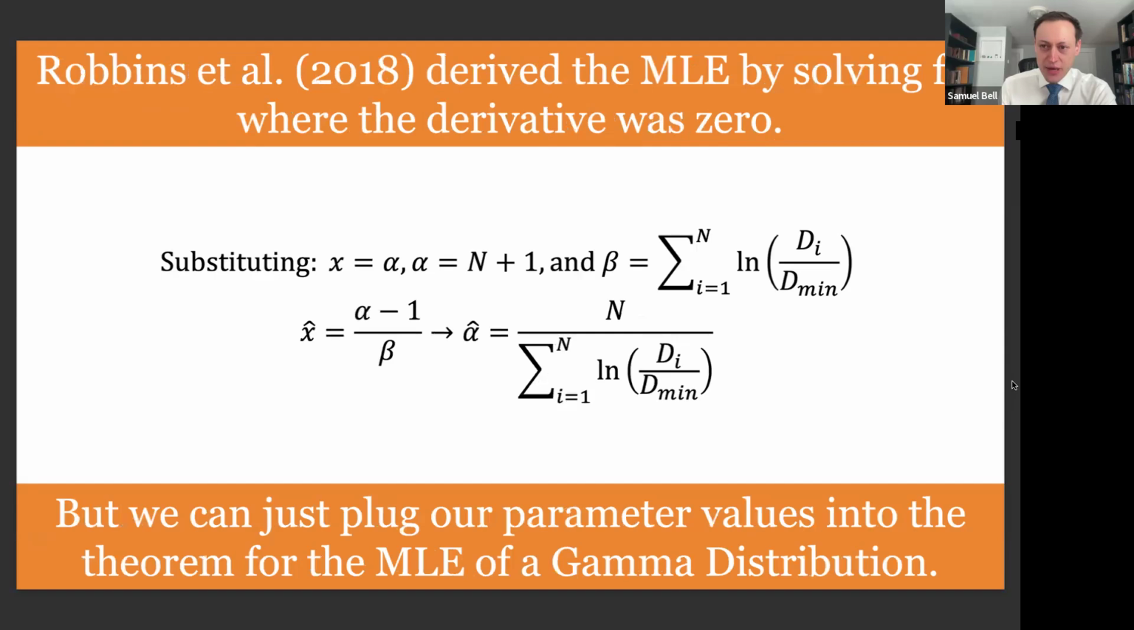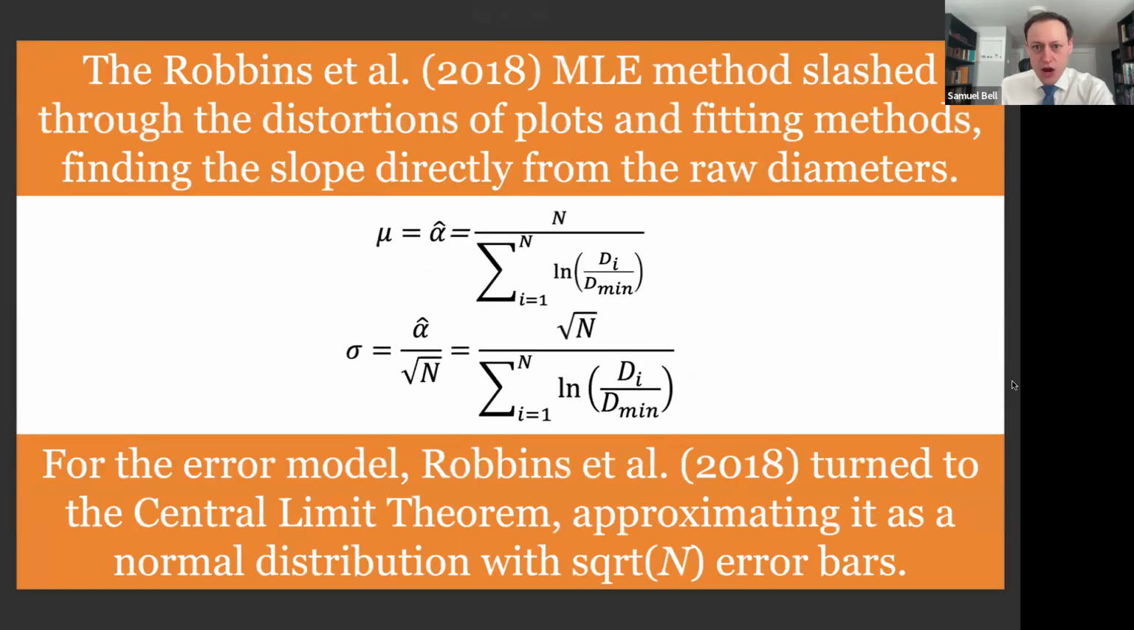And they derived the MLE by solving for where the derivative was 0. It's long, it's complicated, but we can just plug our parameter values into the theorem for the MLE of a gamma distribution. And their MLE method slashed through the distortions of plots and fitting methods, finding the slope directly from the raw diameters. For the error model, Robbins et al.